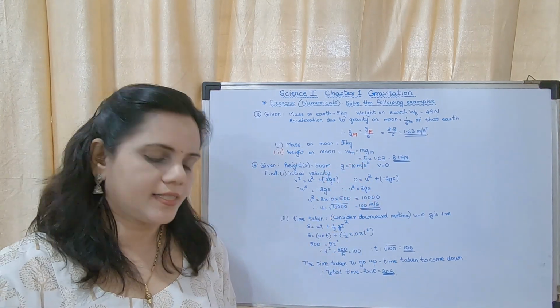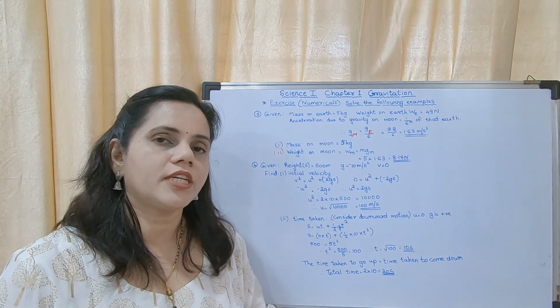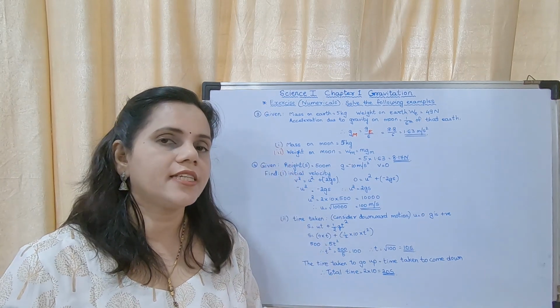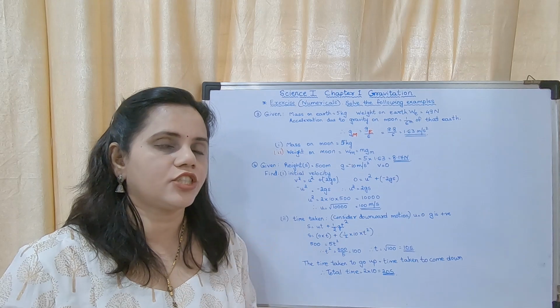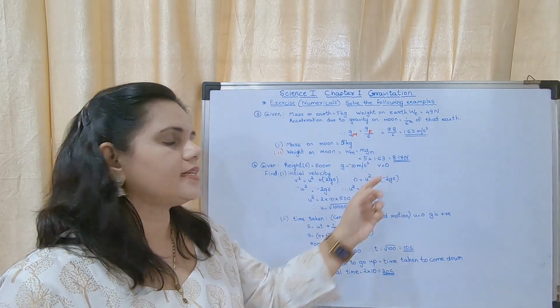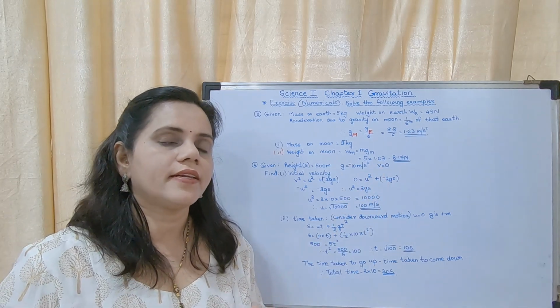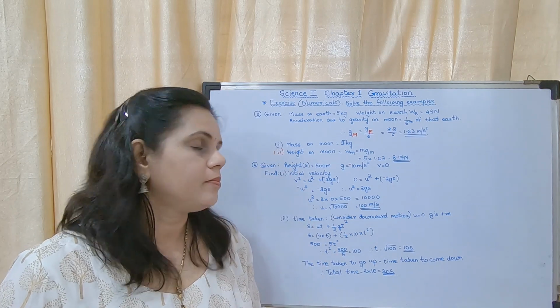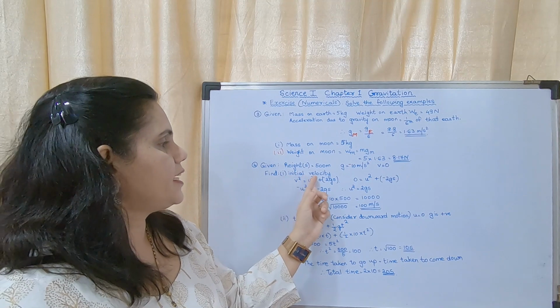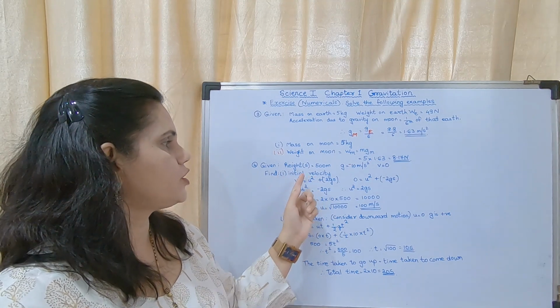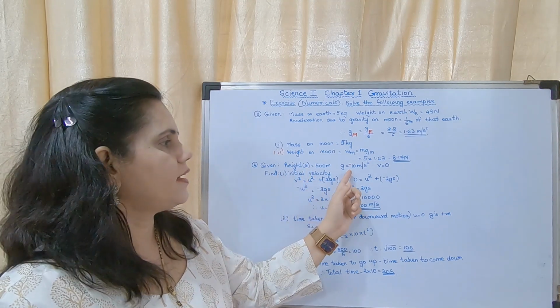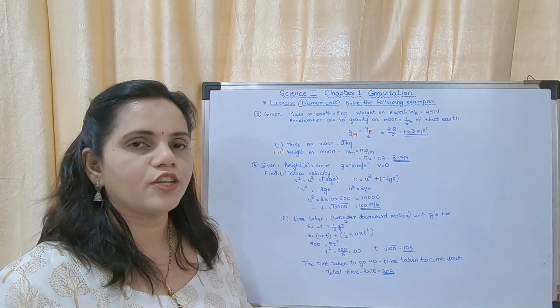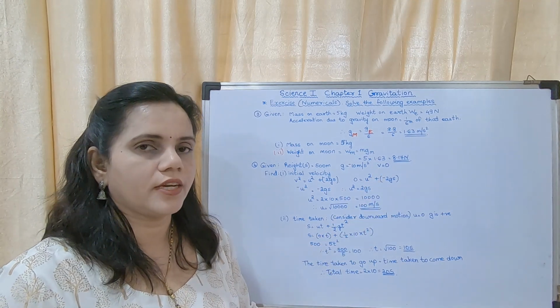Why have I taken it as negative? Because the object is going up, it is going against the acceleration due to gravity, and v is equal to 0. We know that when an object is going up, its final velocity is 0. Okay. So find the initial velocity. With the equation we are having s, we are having g, we are having v, and you have to find out u.